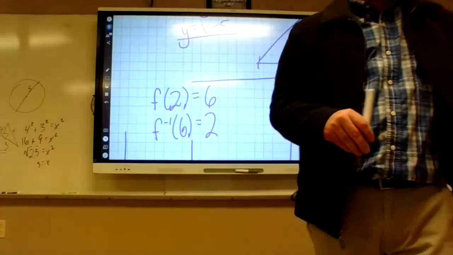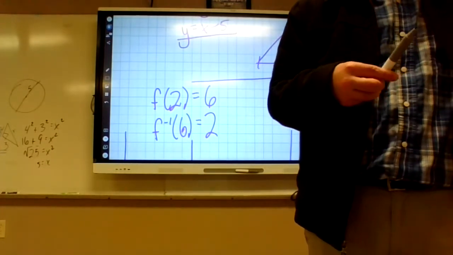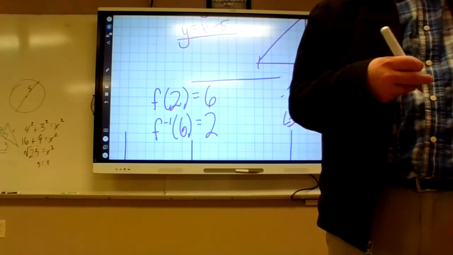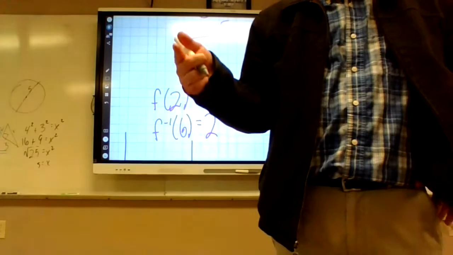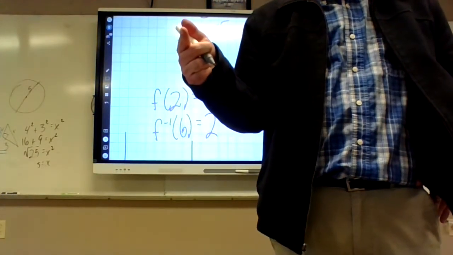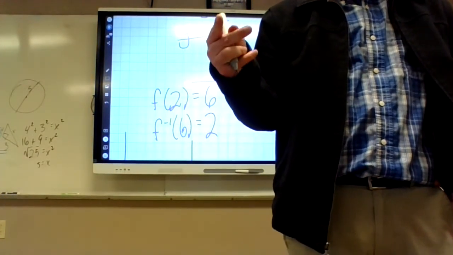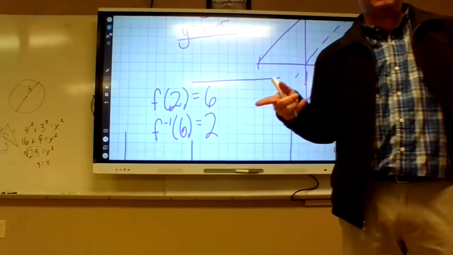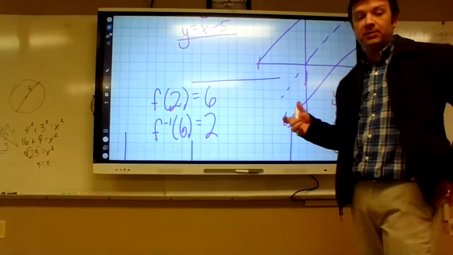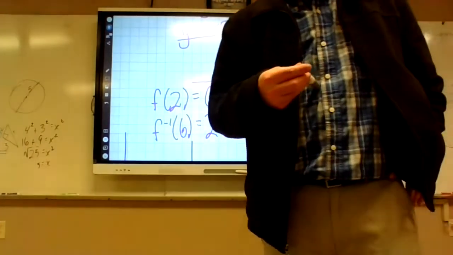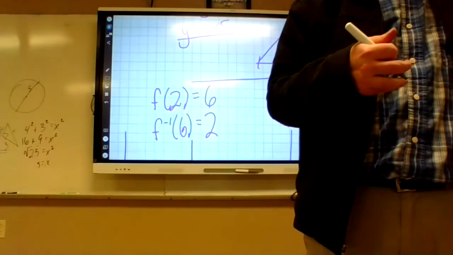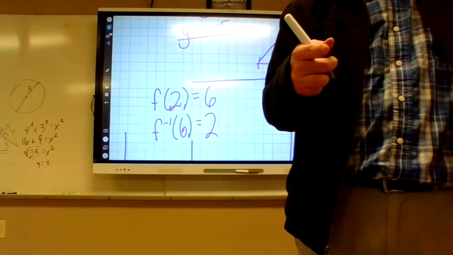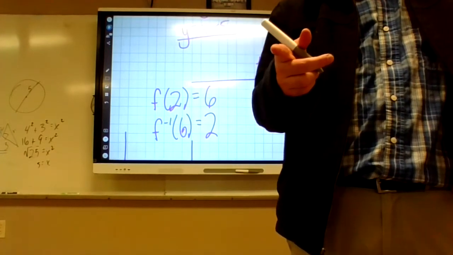Okay, on B, let's look inside the first thing. What is f of 3? 7. So what's f inverse of 7? 3. The f of 3 spits out a 7, and f inverse of 7 spits out a 3, so it just goes back to 3. Okay, on C, what's f inverse of 7? 3. What's f of 3? 7. So it just goes back to 7.